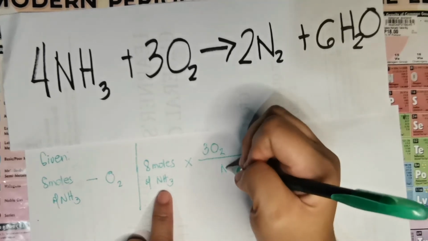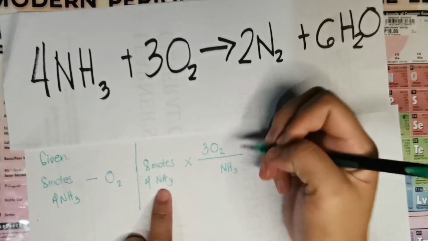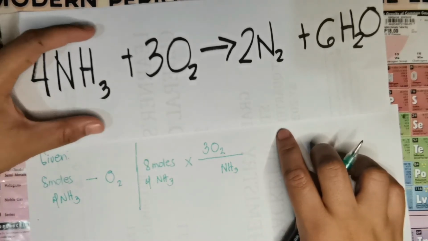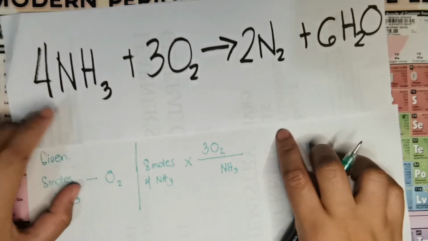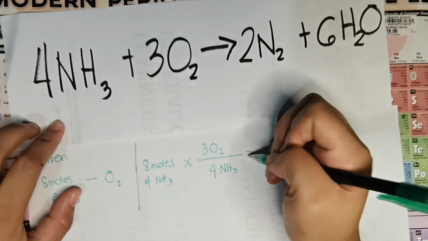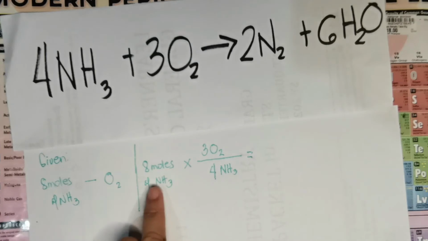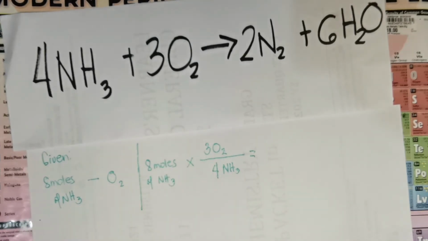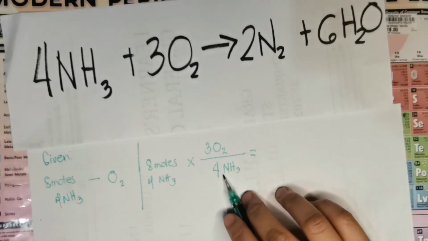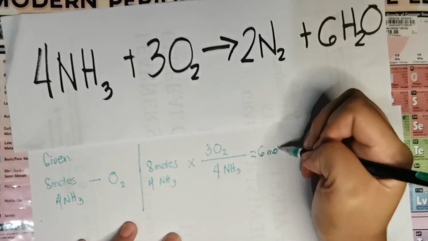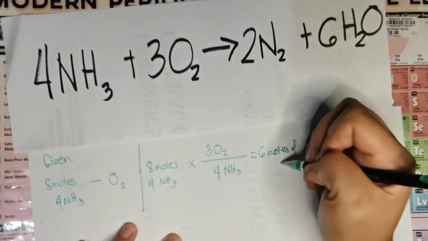So, first write the ammonia, then look at the chemical equation. So, we have here 4NH3. So, just adapt the 4NH3. Now, do the solution. So, 8 moles multiplied by 3. So, we will have the answer of 24 divided by 4 is 6 moles of oxygen.